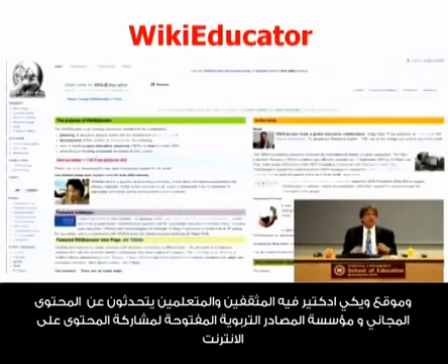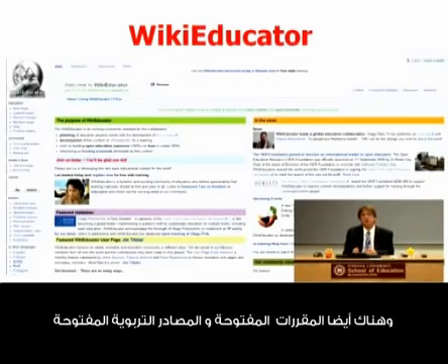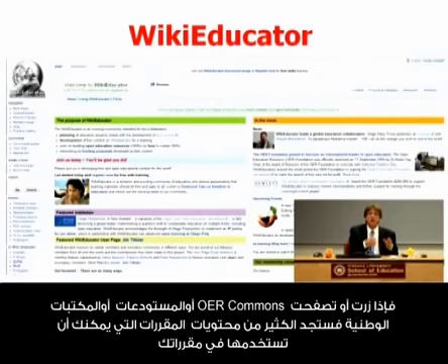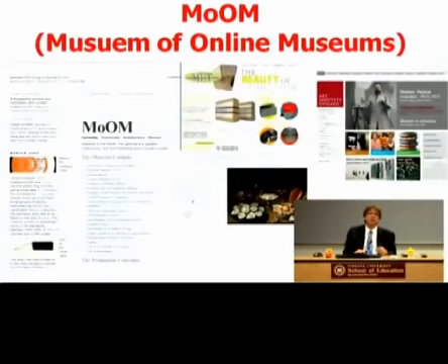WikiEducator has educators talking about free contents, and the Open Education Resource Foundation is sharing contents on other programs of this show. We're talking about OpenCourseWare. We're going to talk about open education resources. If you go to OER Commons, if you go to the National Repository of Online Courses, you'll find many course contents you can use in your classes.